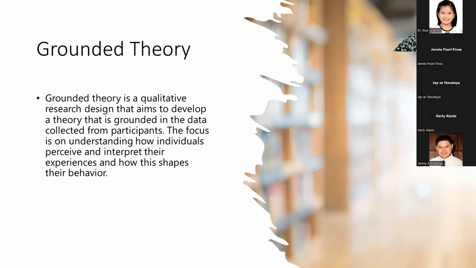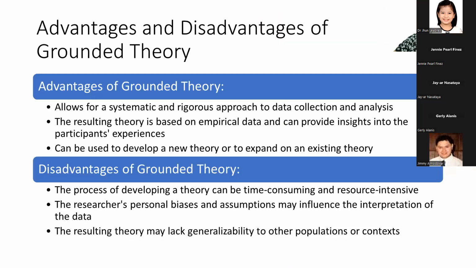Anyway, that's grounded theory. Okay? So, advantages. Systematic and rigorous approach because you really have to dig deeper times 4. Okay. The resulting theory is based on empirical data and provides insights to participants' experiences. You just don't stop at experiences. You stop at how experiences create a change in behavior.